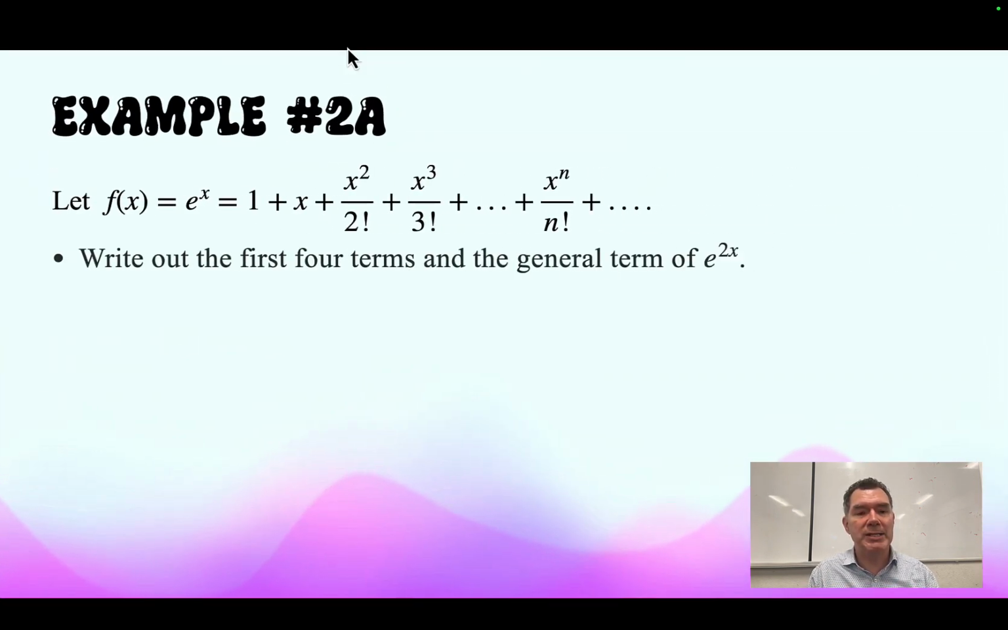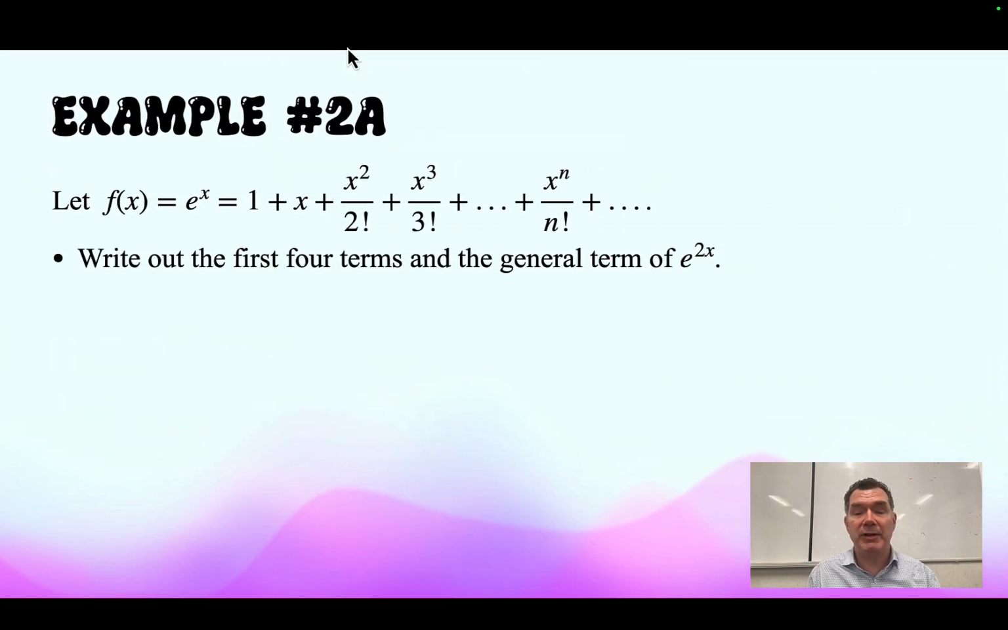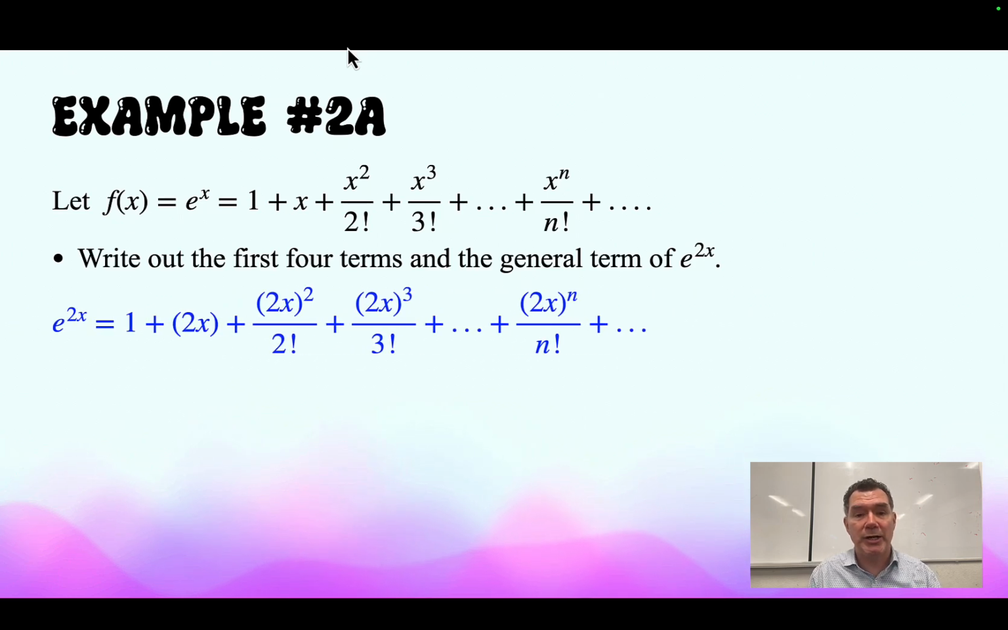All right, for the second example, we've got specifically the Maclaurin series for e to the x. It looks like that. If I wanted to write the first four terms and the general term of e to the 2x, that means every x on the right-hand side of the equal sign is going to be replaced with 2x, in parentheses, just so that I know that the exponent applies to both parts of it, the 2 and the x. So that's what it's going to look like. I just replaced every x with 2x, and that's what it looks like.